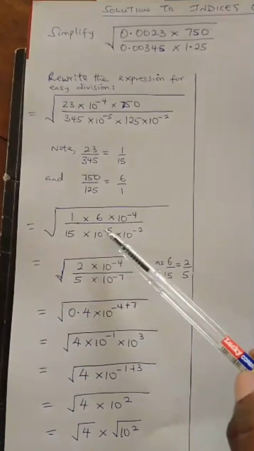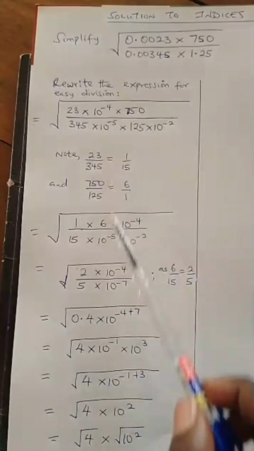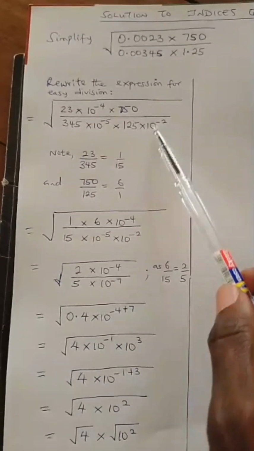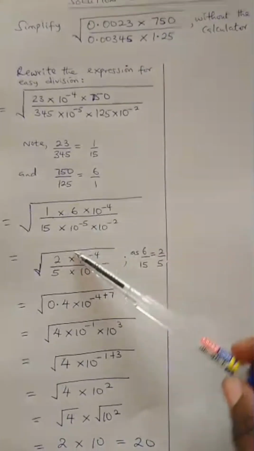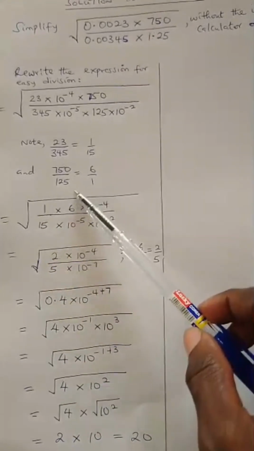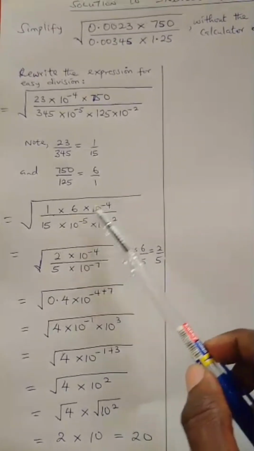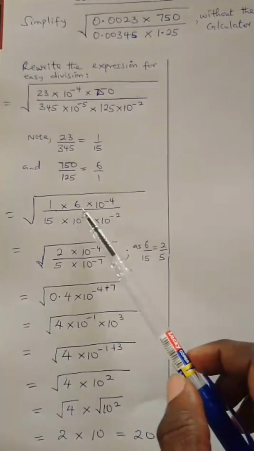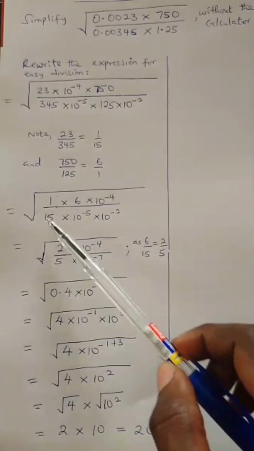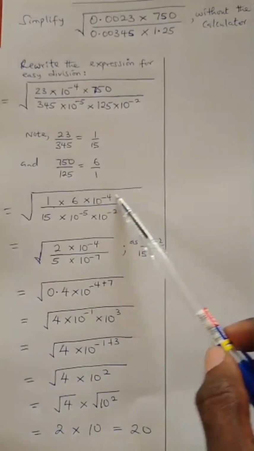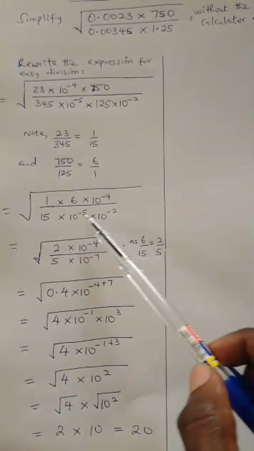I omitted the 1. Okay, and then we have to add your indices. This term is minus 2, this term is minus 4. So it looks like this. We are left with 1 over 15 times 6 over 1, times our powers of 10. Now, even 6 over 15 still cuts out, because 3 into 6 is 2, 3 into 15 is 5. So I'm left with 10 raised to the power minus 4 in the numerator, and minus 5 minus 2.